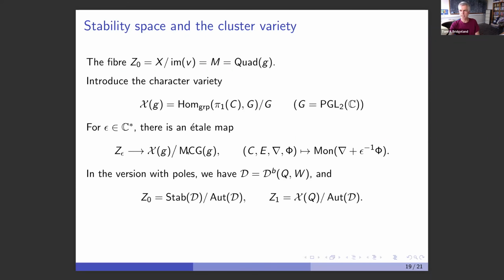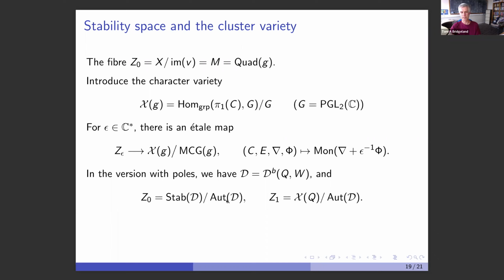So, there's an interesting observation here, which is that if we pass now to the version with poles, which I should say that we haven't done all the required maths to rigorously construct this joy structure in that case, but that's certainly a reasonable thing to try to do. But let's just imagine we've done that. So I told you that in that case, there is this quiver with potential approach to the relevant triangulated category. And so always Z0 is this space M, which for quadratic differentials, this is the thing that was stability conditions modulo symmetries.